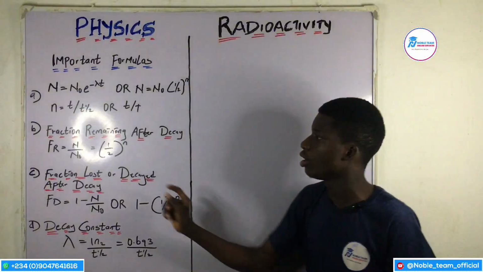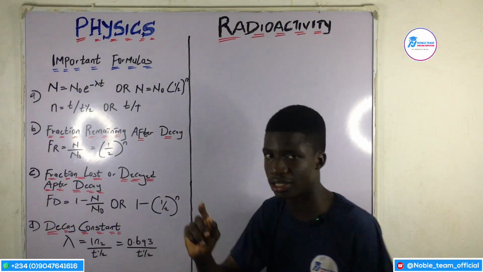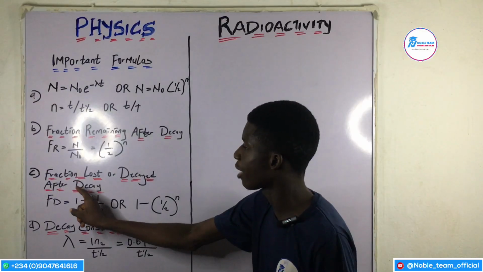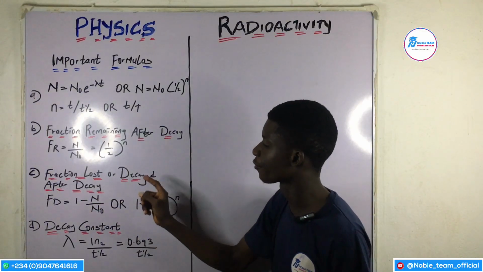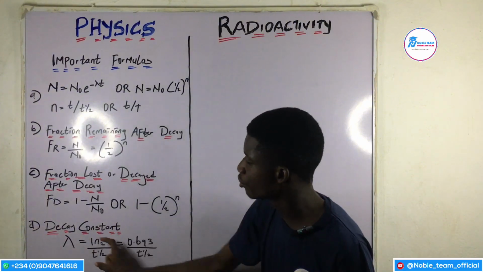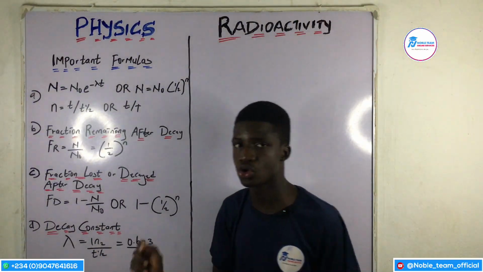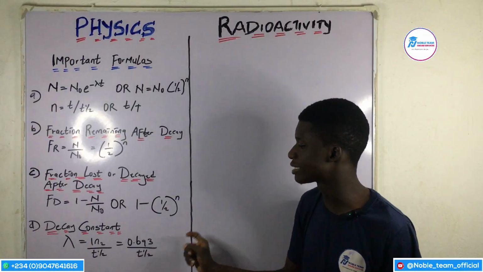Now you use this formula when you are being asked to calculate the fraction remaining after decay. We use this formula when you are being asked to calculate the fraction lost after decay. We now use this formula to calculate the decay constant. When you press ln 2 in your calculator, it's going to give you 0.693.